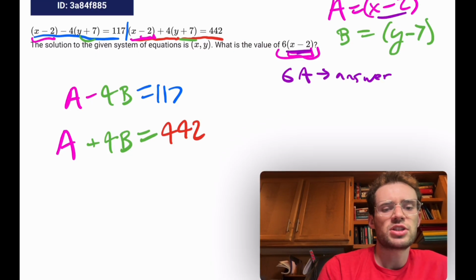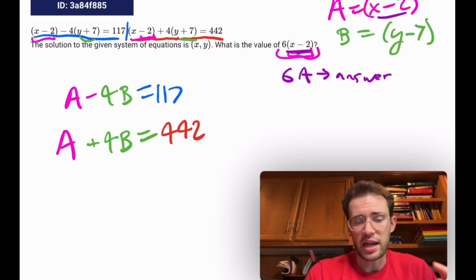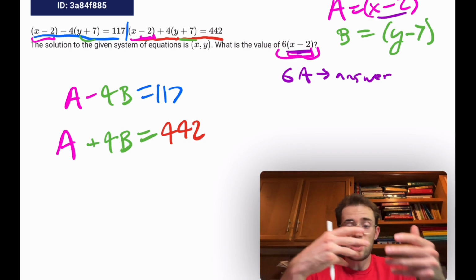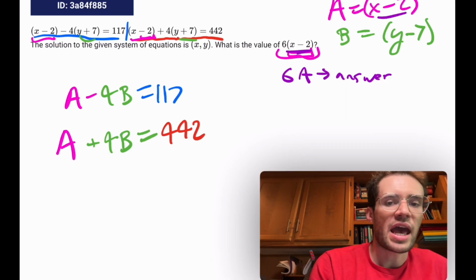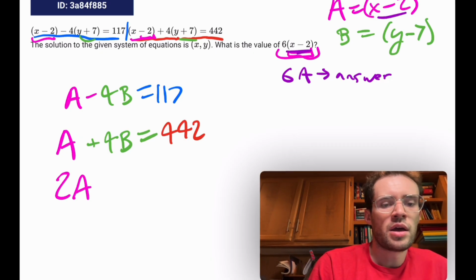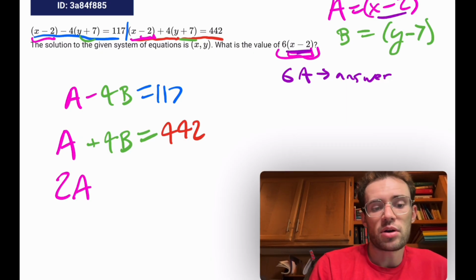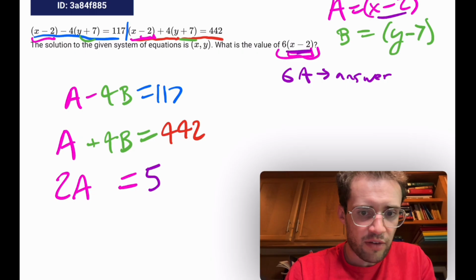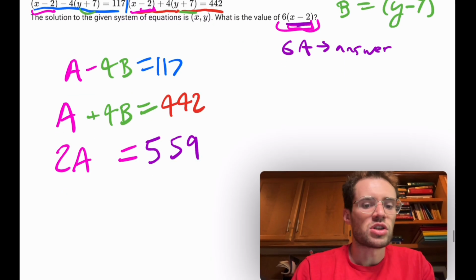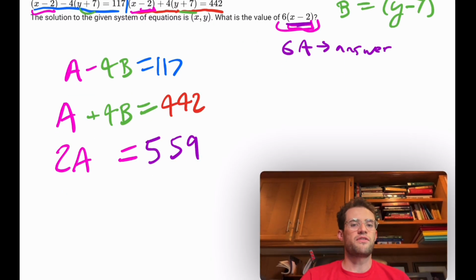All right, so now if we combine these two, add the left side of the equation to the left side, add the right side to the right side. Since they're equal on both sides, we're adding the same thing to both sides, or an equivalent value. So a plus a gives us 2a. Negative 4b plus 4b is 0. Those cancel out. And then 117 plus 442 will give us 559. So 2 times a equals 559.